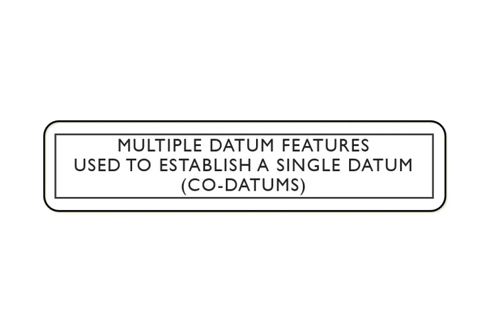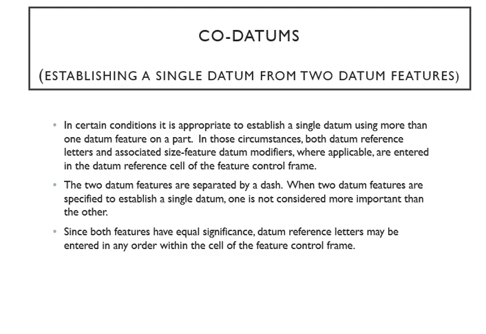Multiple datum features are used to establish a single datum, and we call that co-datums. So you have a single datum established by multiple datum features at the same time. In some conditions, you have to establish a single datum using more than one datum feature on a part. So you're using a single datum, but on more than one feature, instead of one datum for one feature like we have done so far. In this case, it is one datum for one or more features on that part.